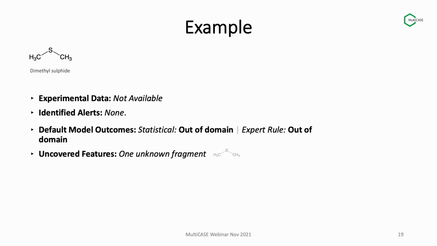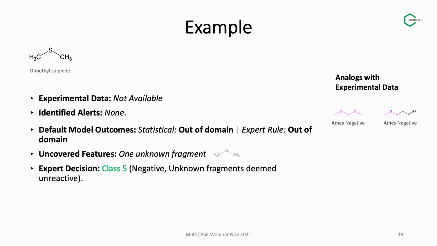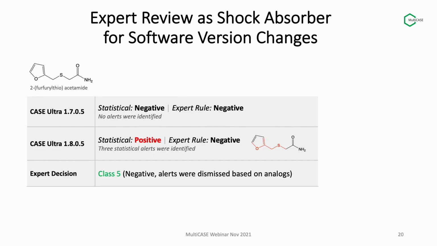In Consolidator, we can check if this fragment is present in any other known chemicals that are not present in the training set. In this case, we found 2 chemicals which contain a very similar fragment, and both are Ames negative. So on that basis, we can reasonably say that this fragment may not have any mutagenic potential. So on that basis, we can arrive at a class 5 decision: negative, unknown fragments deemed to be unreactive. Okay, so those are all our expert review case studies.